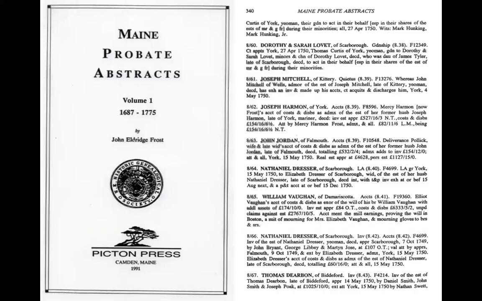This shows a page from the Picton Press book. Volume 1 covers all of York County to 1775, while Volume 2 covers 1775 to 1800 for York, Hancock, Washington, and Kennebec counties.